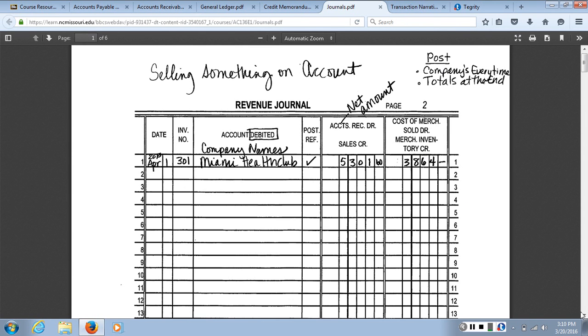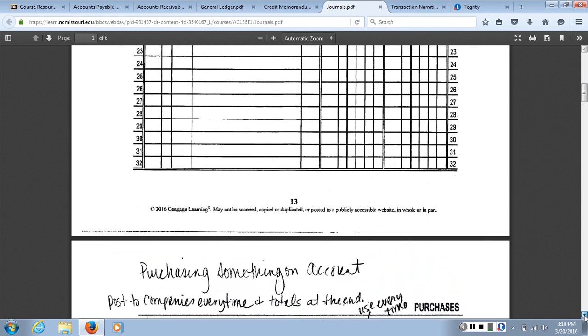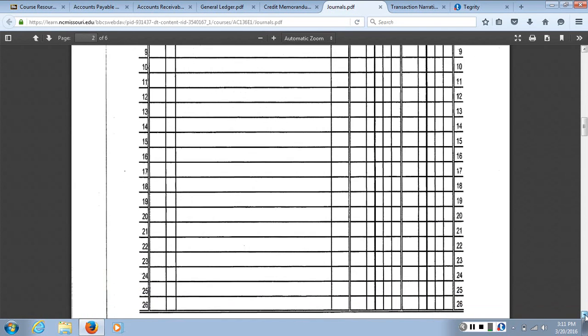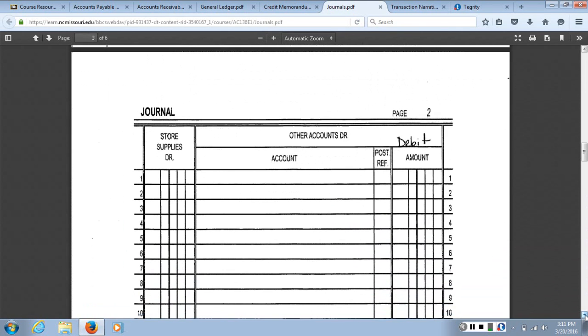I'm going to scroll down and show you the next journal. This one's split into two pages. This is the left half of a purchases journal. You're going to use this every time you purchase something on account. You will be writing the company names in there every single time because it is on account. Basically, you'll be telling me that you bought something on account. You'll use accounts payable every single time, and then you tell me what you bought. Did you buy inventory? On the other side, did you buy store supplies, or did you buy something other?